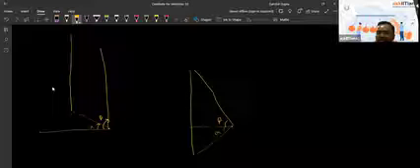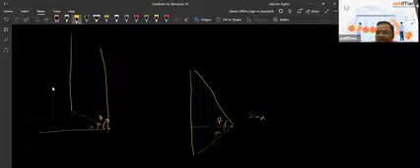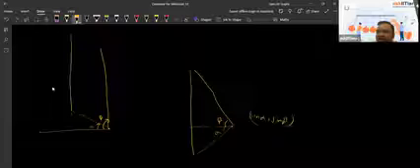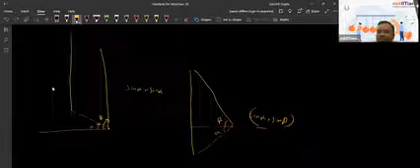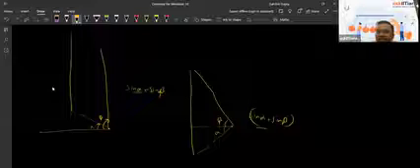Both are the same direction. In this case, we will have to just do sine alpha plus sine beta. Both angle alpha and beta would be positive. Here also we have to do sine alpha plus sine beta. But here, sine alpha would be negative.